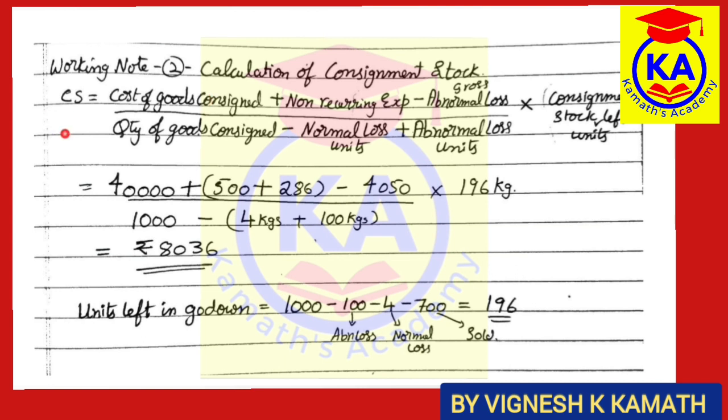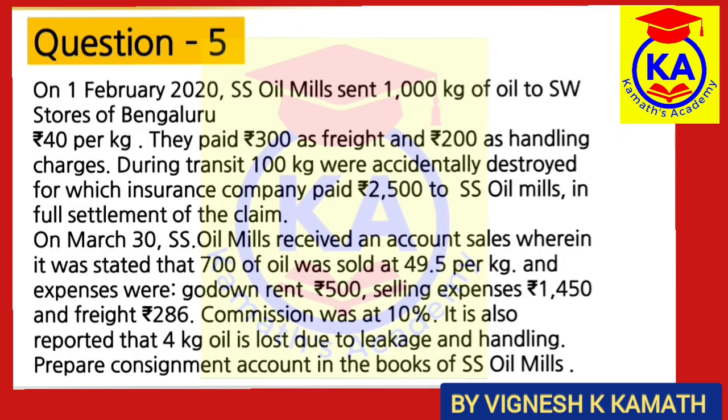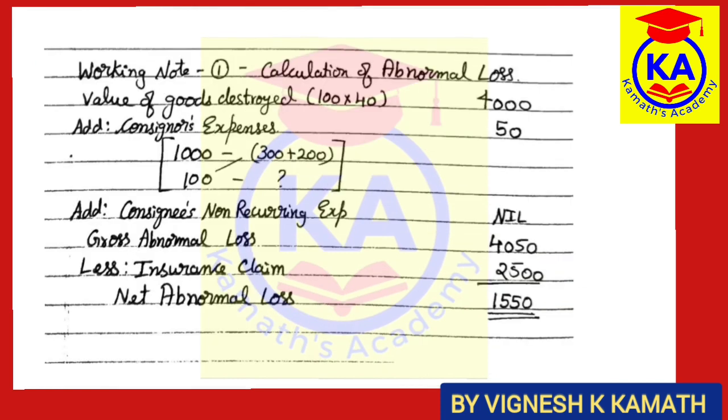So closing consignment stock is equal to cost of goods consigned plus non-recurring expenses minus gross abnormal loss, divided by quantity of goods consigned minus normal loss units plus abnormal loss units. Here it is better to put a bracket, into consignment stock units left. So what was the cost of the goods consigned? 1000 into 40, 40,000, right?